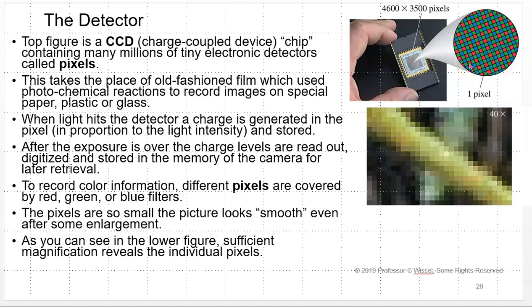The pixels are so small that the picture looks smooth even after some enlargement. But if you over-enlarge it, you can end up revealing the individual pixels. And these are these little squares here. Now, this is the reason why good cameras have a lot of pixels that are very, very tiny. Also, where did this come from? This was developed for the space program. It was developed for the military. Astronomers have been using these since the 90s.